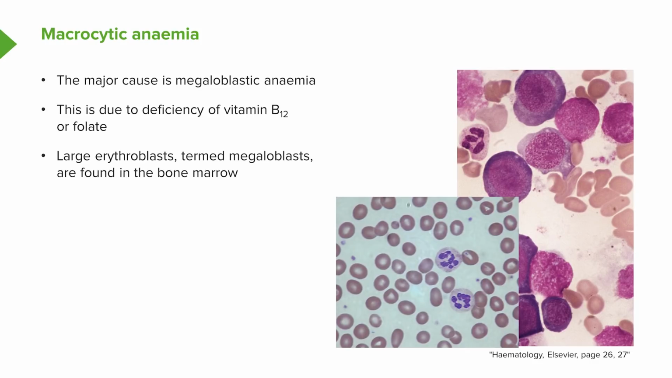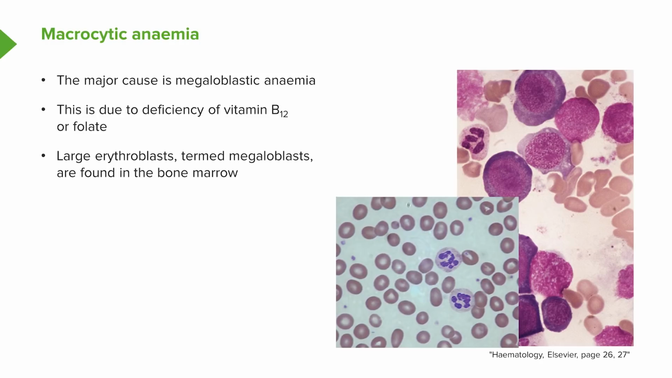Let's now turn to macrocytic anemia, where you have large red cells. The major cause here is a disorder called megaloblastic anemia. Quite a long word again, but we can easily understand it. Megalo, large, blast, the primitive erythroblasts. Look at the right-hand side and you'll see those very large purple erythroblasts within the bone marrow.